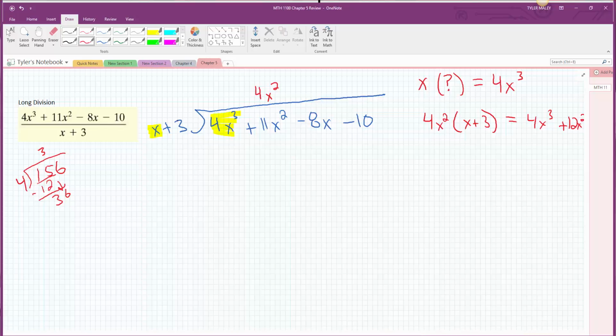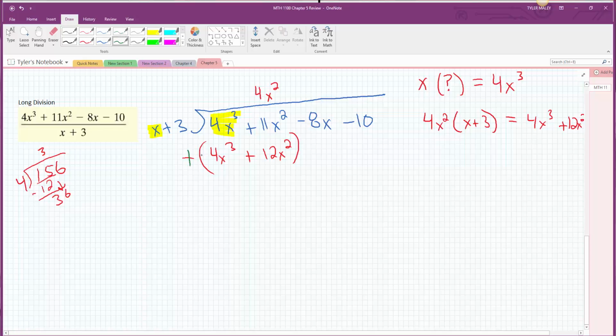Right, so what I need to do is I need to subtract off this 4x cubed plus 12x squared, right? I need to subtract off the entire thing, right? So I might change this to addition, right, just to make it easier. So these cancel. This gives me what, minus x squared, and then bring down. I just bring down everything, right? So you don't lose track of it, right?